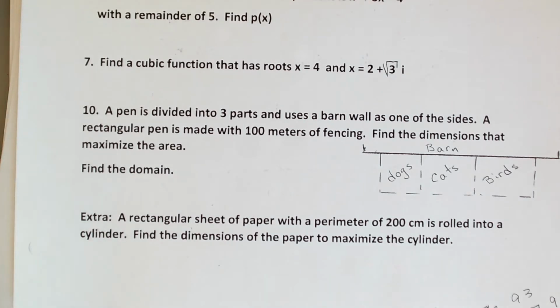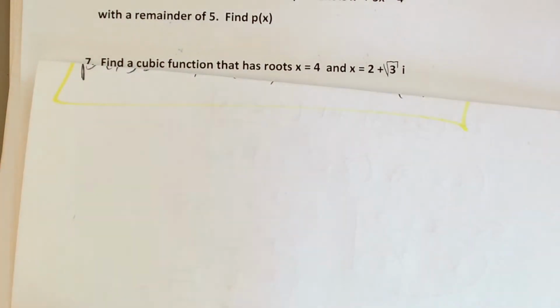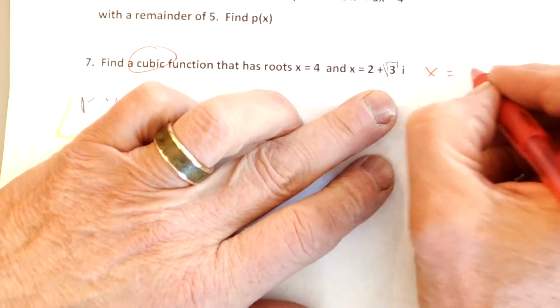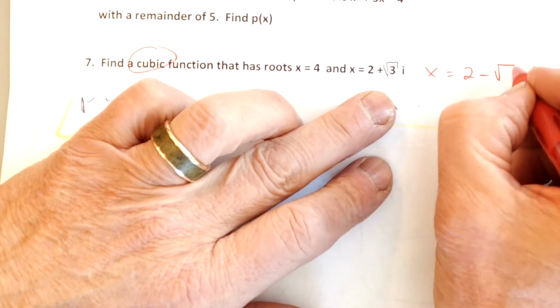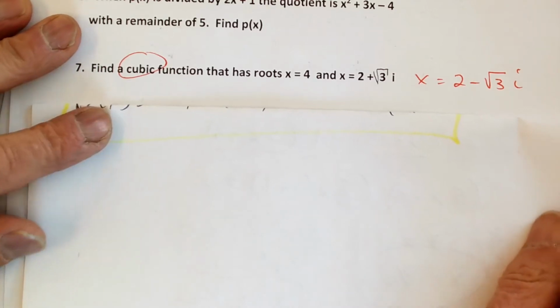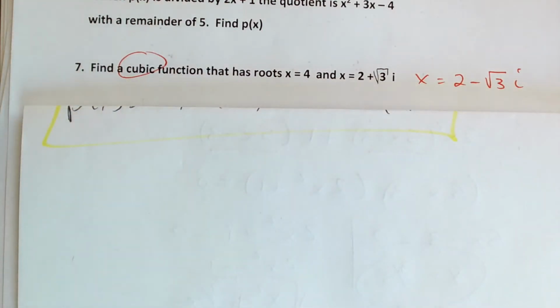So number 7, we have a cubic function that has roots of 4 and 2 plus the square root of 3i. Well, hopefully you know, if it's a cubic, it has 3 roots. So we also have x equals 2 minus the square root of 3i. You guys agree with that, of course, because they come in pairs. We talked about that yesterday.